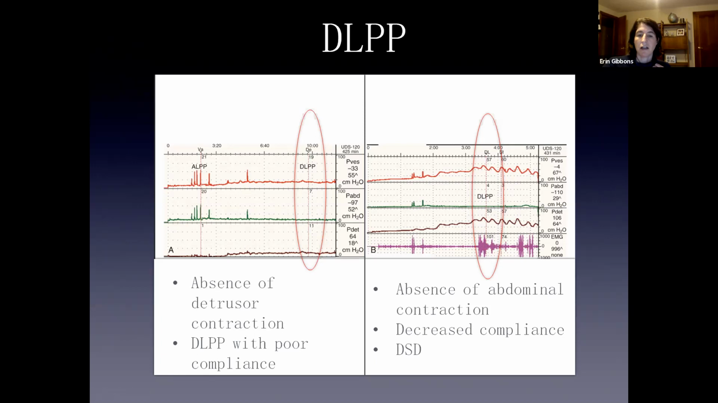But you can have absence of a detrusor contraction and still leak, and that is still considered the leak point pressure. Or you can have absence of an abdominal contraction with a detrusor contraction and have a leakage, and that's still the leak point pressure. I think that's sometimes where people get hung up.